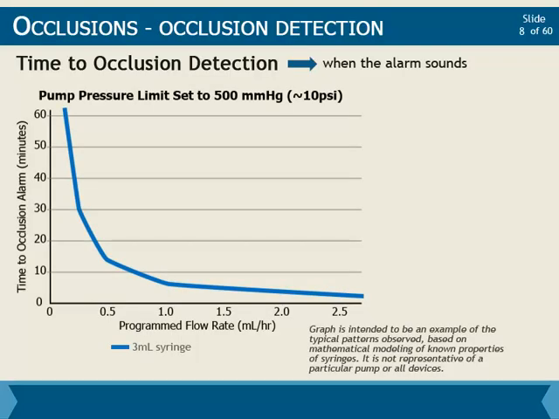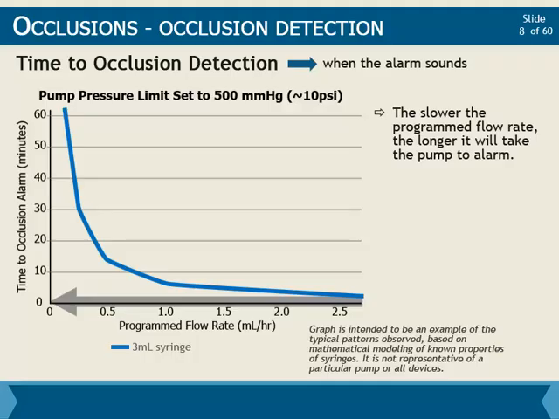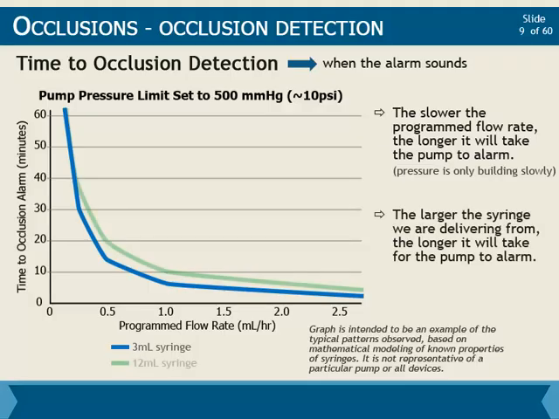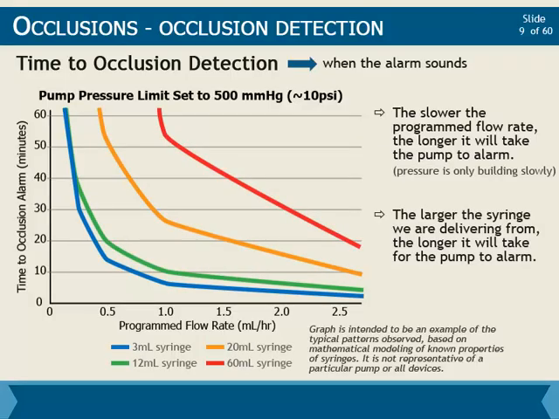For demonstration, here we are delivering from a 3 milliliter syringe, and on the pump, we have set a pressure limit of 500 millimeters mercury, or about 10 psi. There is a hard occlusion in the line. The slower the programmed flow rate, the longer it will take the pump to alarm. Since fluid is accumulating in the line slowly, this means pressure is only building slowly. Furthermore, the larger the syringe we are delivering from, the longer it will take for the pump to alarm. This is due to compliance, which we will talk more about shortly.